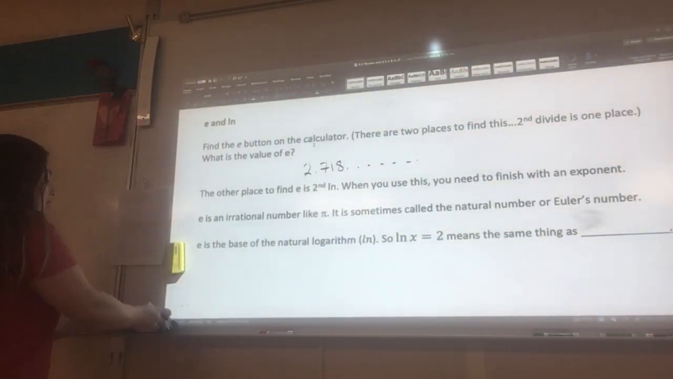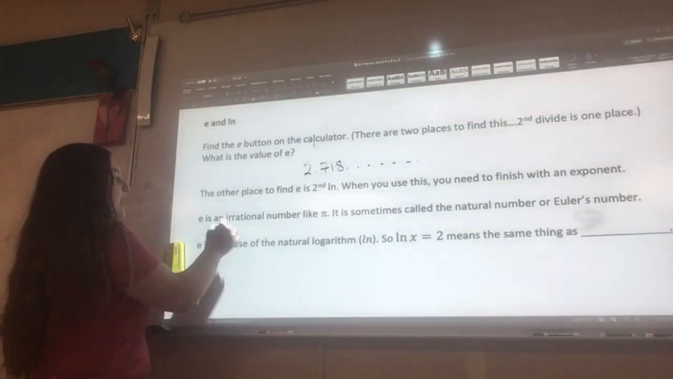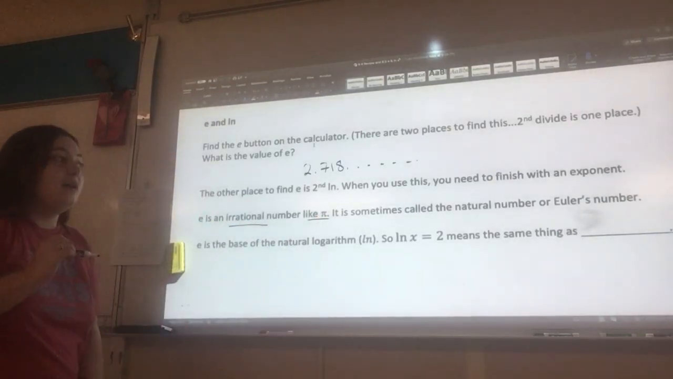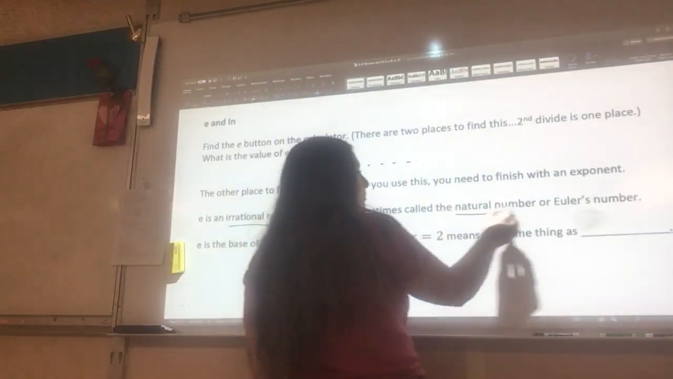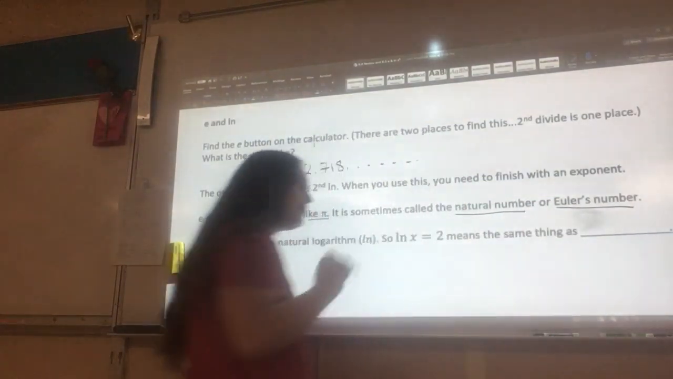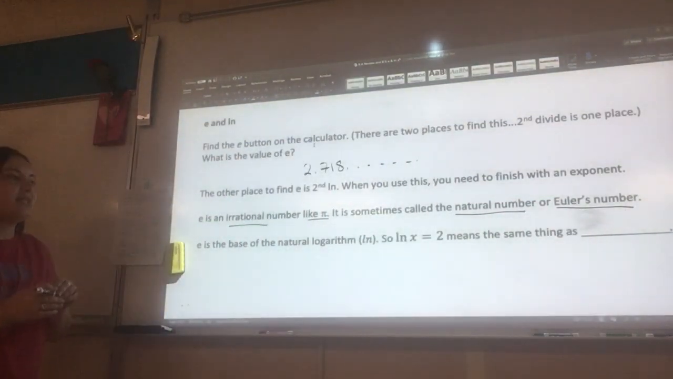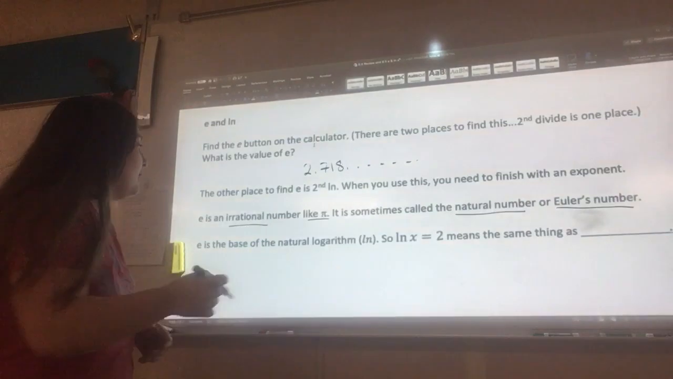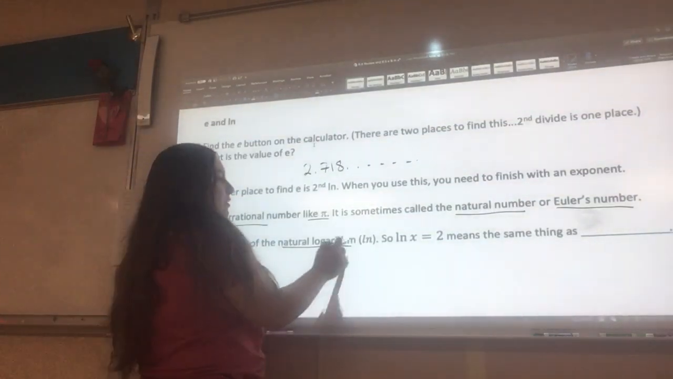The important thing you need to understand is e is an irrational number. It is very much like pi. It is called the natural number or Euler's number. It is used a lot for specifically our natural logarithms. It is the base of the natural logarithm.